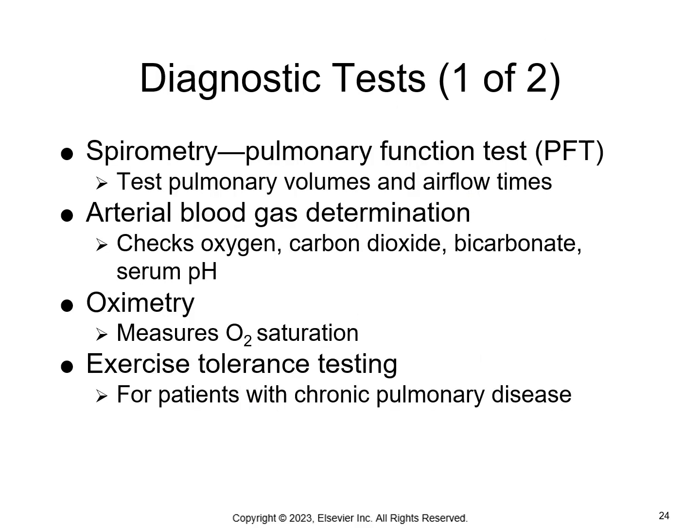Common tests that we might use are spirometry. Pulmonary function testing is used to test pulmonary volumes and measure volume and airflow times. ABGs look at the oxygen, carbon dioxide, and bicarb levels, as well as the pH. Oximeters measure the oxygen saturation. And then exercise tolerance testing is useful in patients that have chronic pulmonary disease to diagnose and monitor the patient's progress.